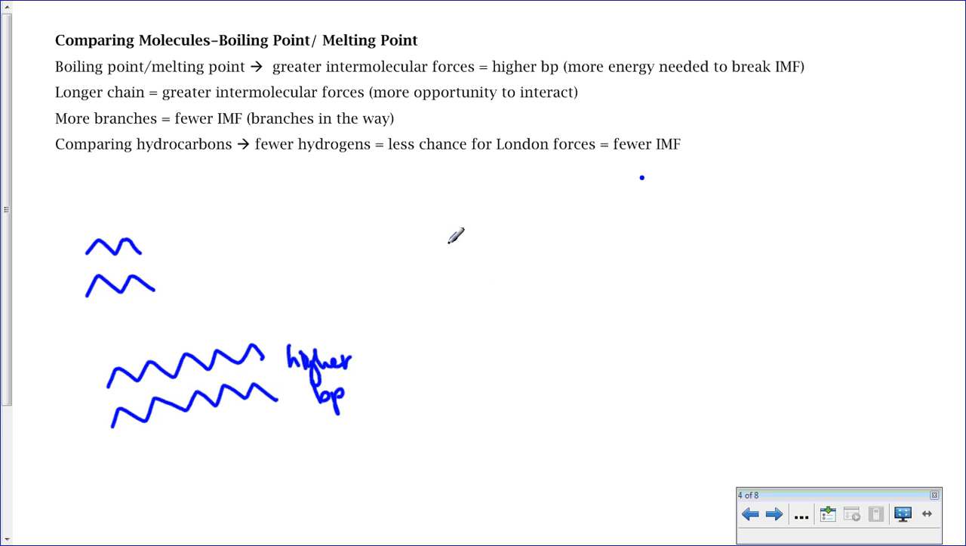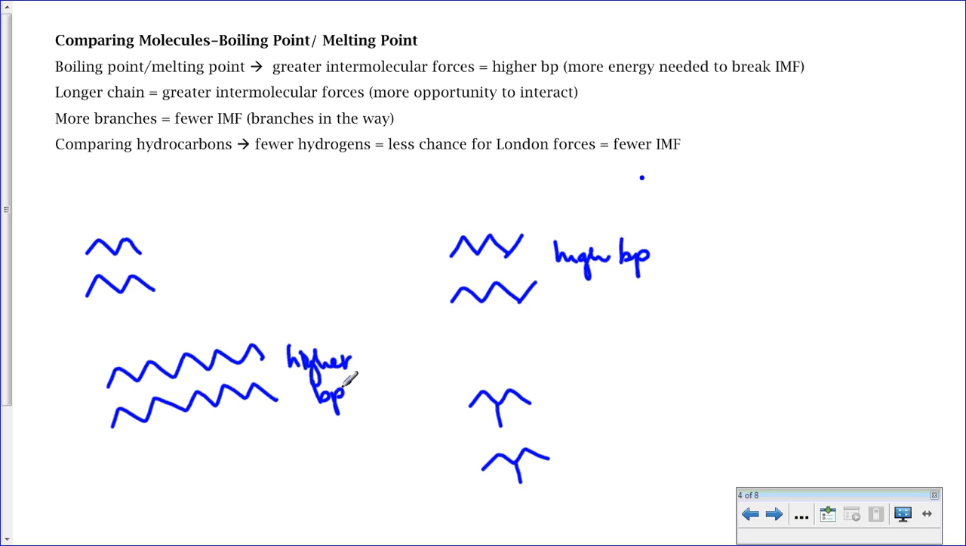The other thing to consider is isomers. So if we have the same number of carbons, but we have different arrangement of the atoms in the molecule. So I'm looking at 6 carbons here, and I've got one that's a straight chain alkane and one that's a branched alkane. The one that's branched is going to have fewer opportunities for interaction. So straight chain hydrocarbons will tend to have a higher boiling point.